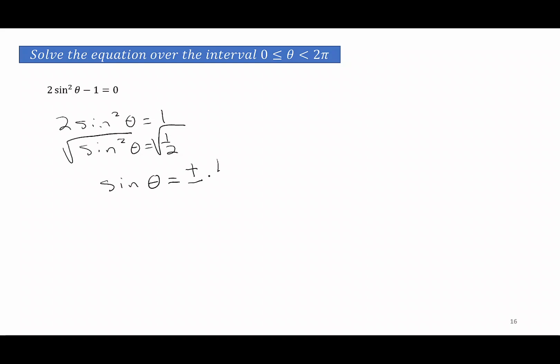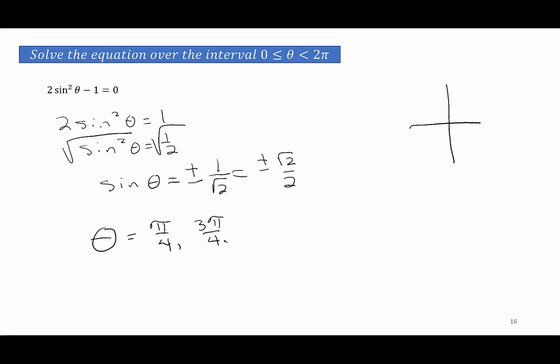Square root of 1 is 1. Then I have the square root of 2 on the bottom. I write this as plus or minus the square root of 2 over 2. Because I have the plus or minus, it means I'm going to have a solution for all 4 quadrants. The square root of 2 over 2 is going to go with odd multiples of pi over 4. That says theta will be pi over 4, 3 pi over 4, 5 pi over 4, and 7 pi over 4.